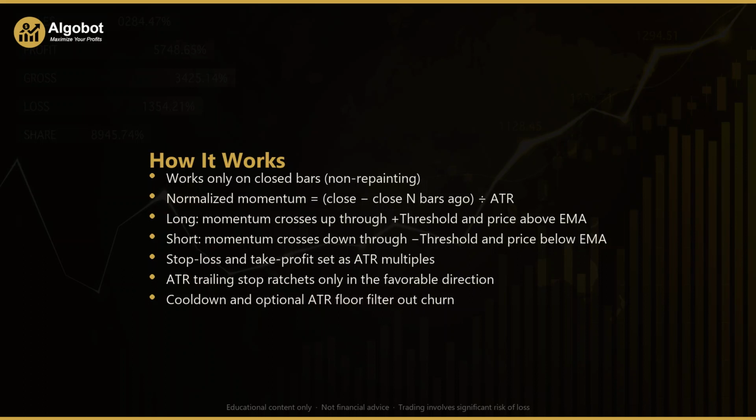When a long signal passes every check, the expert advisor buys at the ask. The stop loss is placed below entry at a multiple of ATR, and the take profit above entry at a larger ATR multiple, giving a fixed reward-to-risk shape. A short mirrors this exactly at the bid, with the stop above entry and the target below. Finally, once a trade moves far enough in its favor, an ATR trailing stop begins to follow price, ratcheting only in the profitable direction and never loosening. This is how the strategy aims to protect open profit while letting a trend continue.